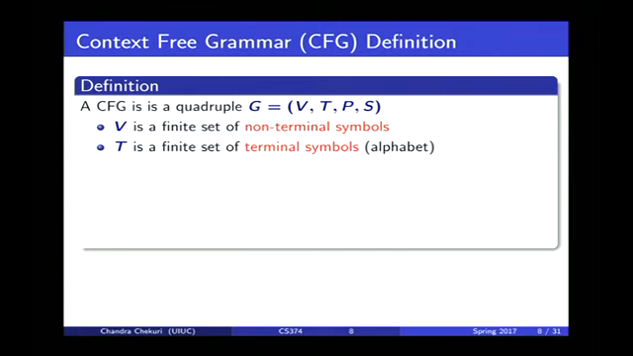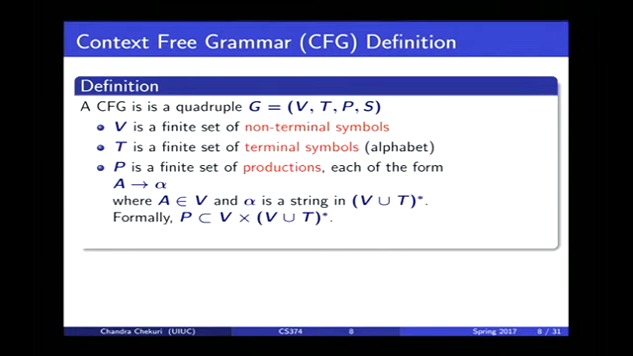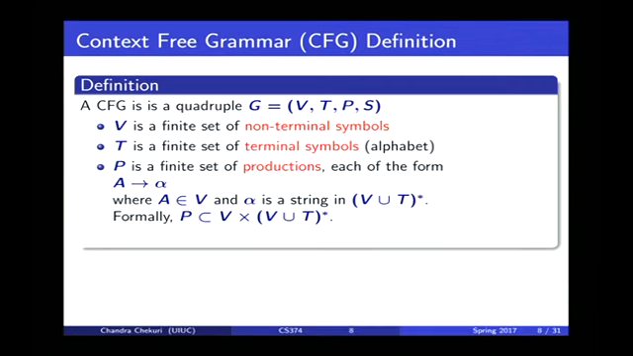And then P is a finite set of productions or rules. We'll see what these rules look like. They have one non-terminal with an arrow, followed by some string of terminals and non-terminals together. I'll show you an example. And finally, S is simply a start symbol. It's a specific non-terminal symbol, a part of the non-terminals. So let's see an example.